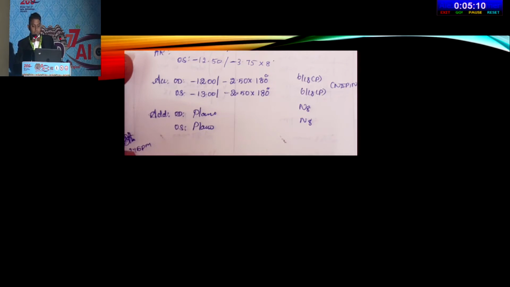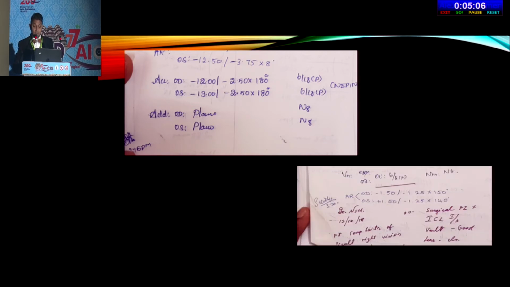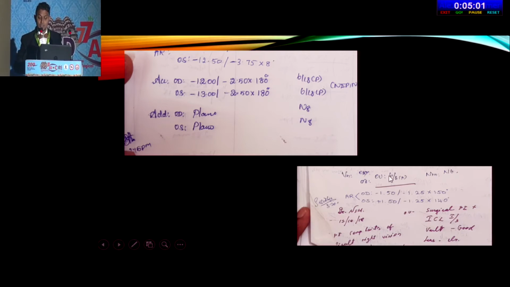This is one of the patients where the acceptance, you can see, is improving only to 6/18 partial, but after around a week or so, you can see the drastic improvement in vision. I always check OU vision. I do not check OD and OS independently.